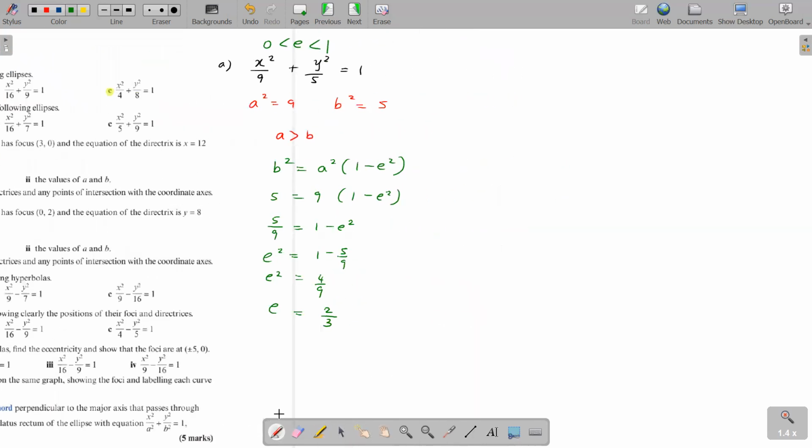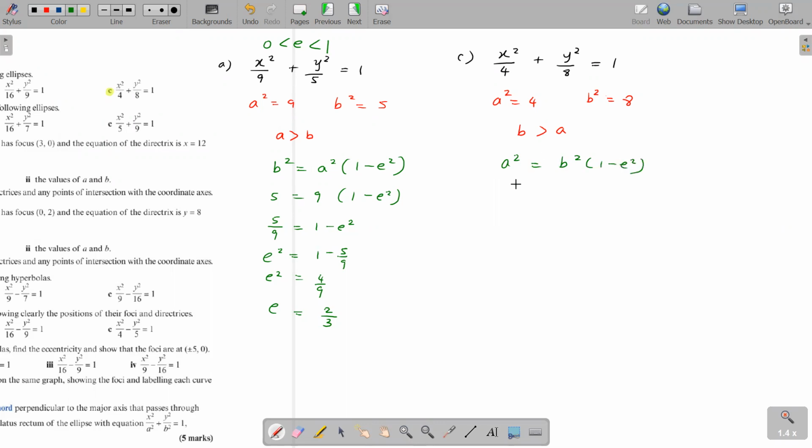In part C, they have given x square over 4 plus y square over 8 equals 1. So a square is 4, b square is 8. What does it tell you? You can see b is bigger than a. B is greater than a, which means this time for the eccentricity we need to use the formula a square equals b square (1 minus e square).